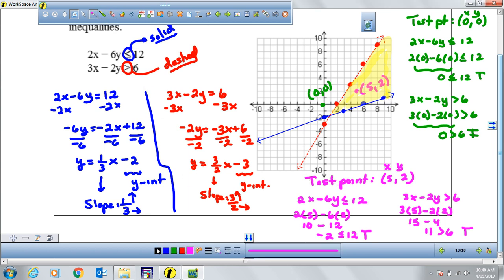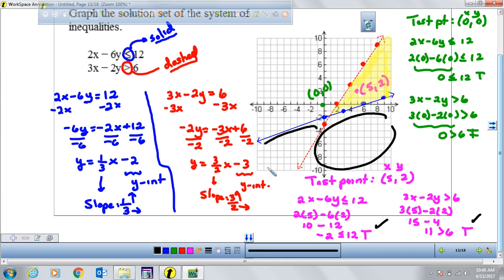And remember what I mentioned on the previous problem, there's only one possible solution. One region can be the solution, not more than one. Once you find the one that makes both of them true, then that's it. You don't have to look for the other two regions right here. I don't have to test this one, I don't have to test this one, because automatically they're going to be false.